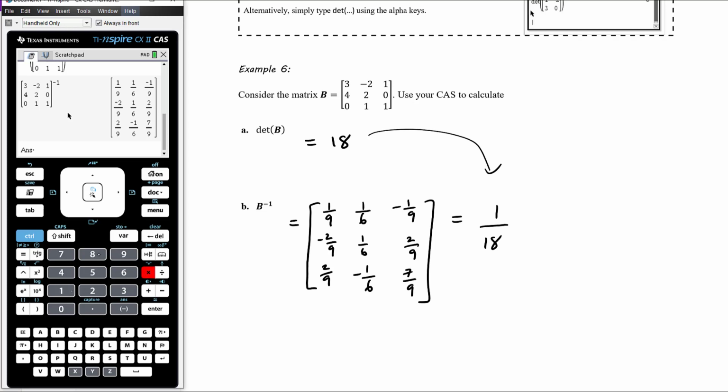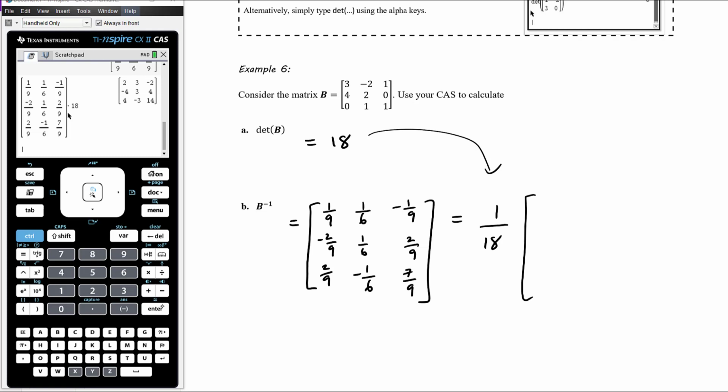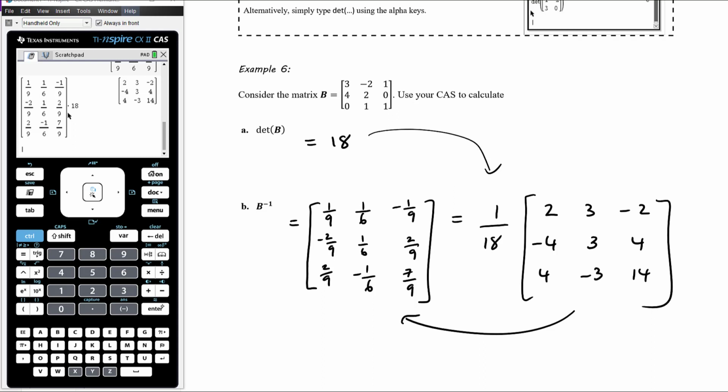If I multiply this matrix by 18, just so I can see what would happen if I factor out that 1 on 18, I'd get 2, 3, -2, -4, 3, 4, and 4 minus 3, 14. So these are the same thing. If you multiply everything by 1 on 18, you'll get all these fractions. I just want to be clear that even though it's a 3 by 3 matrix, you still have the 1 over the determinant out the front, but the rearrangement of the numbers inside is much more complex, obviously, because we've got more numbers. Similarly, the calculation of the determinant is quite a lot more complex. So you won't need to do it by hand if you have a 3 by 3 or larger matrix.